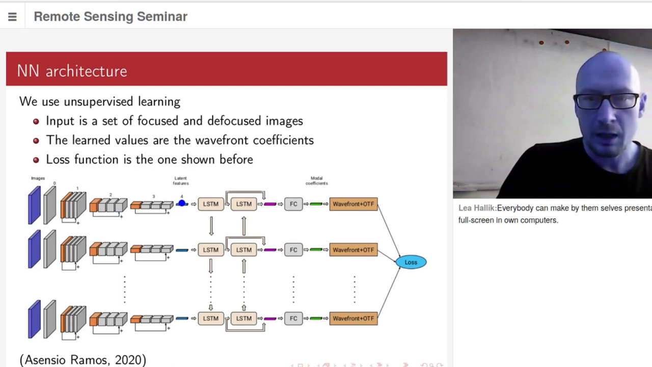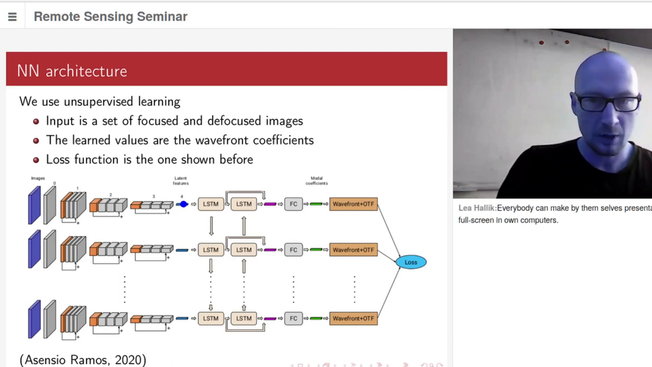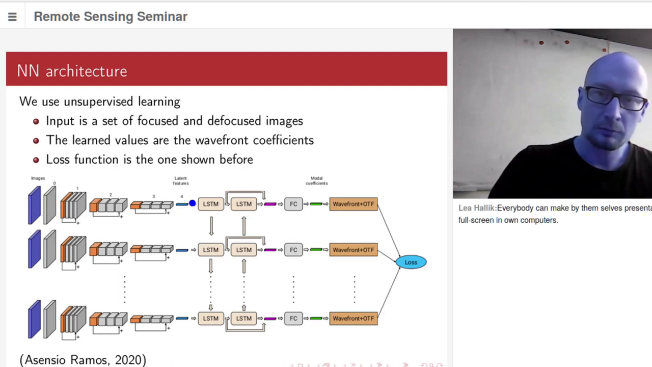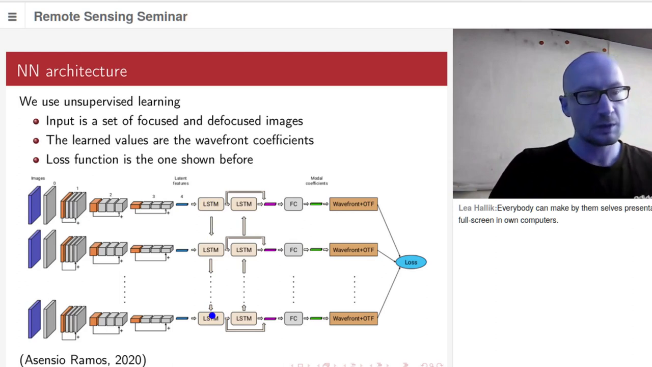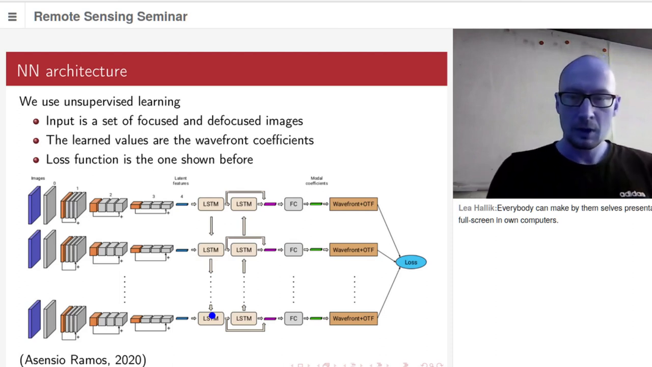Then in some internal layer, you learn some latent features. You assume that it's some kind of low-dimensional representation of this wavefront. And as you can expect that neighboring wavefronts, or Earth atmosphere wavefronts, are correlated to each other, then it's a very good idea to pass them through long short-term memory, which is proved to be very efficient in time series tasks.